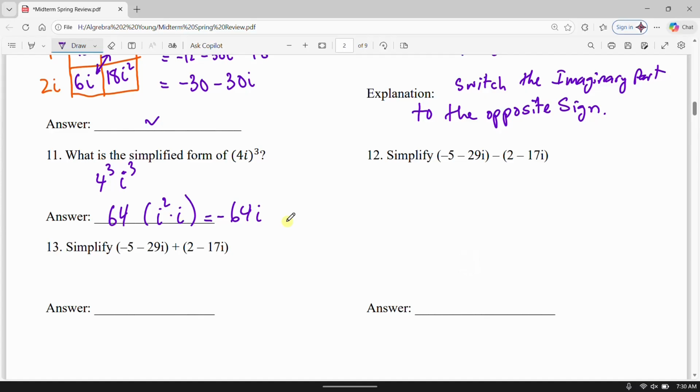All right, to simplify number 12, you're going to group the real numbers together and then the imaginary together. So it'll be negative 5. Now this negative sign needs to be distributed, so it'll be negative 2. So let's go negative 29i, and then negative 2 plus 17i. Make sure you switch the sign of every term behind that negative sign in front of the bracket. So you're going to group those two together, it'll be negative 7, and you're going to group those two together. So it'll be negative 12i.